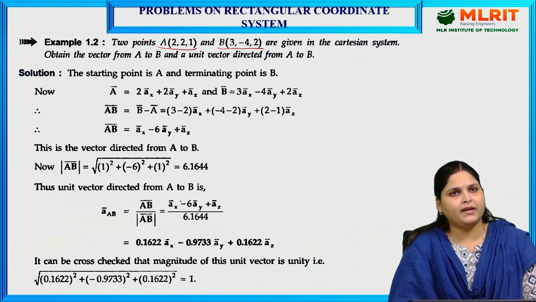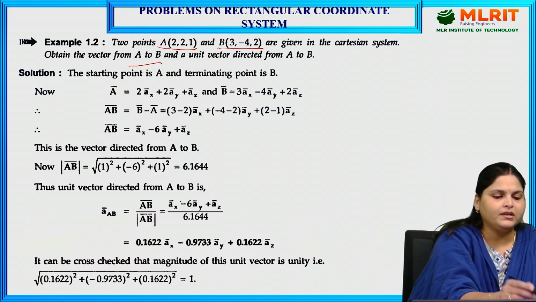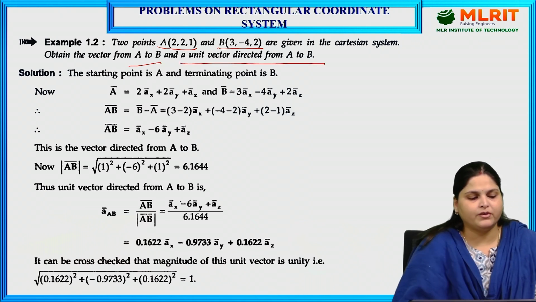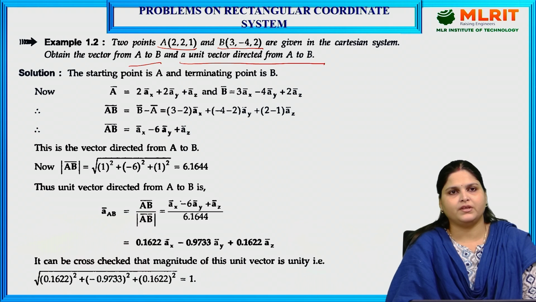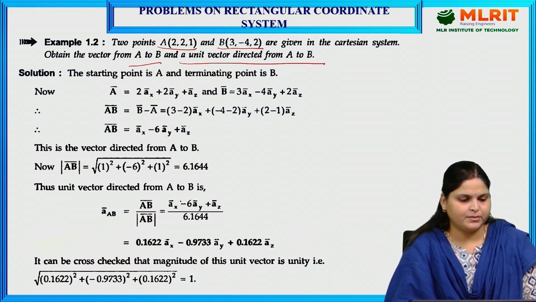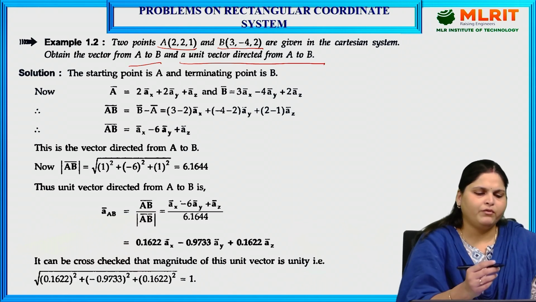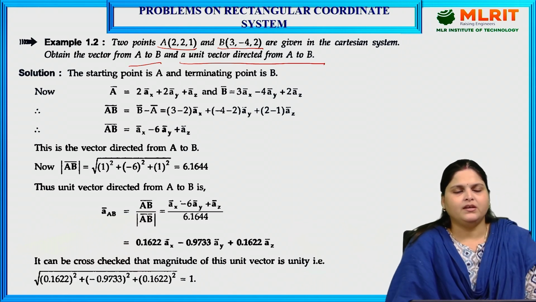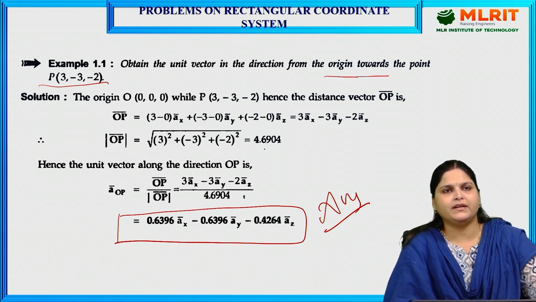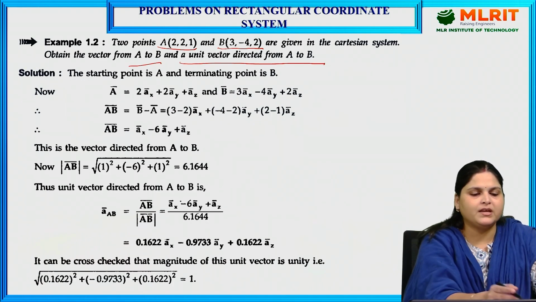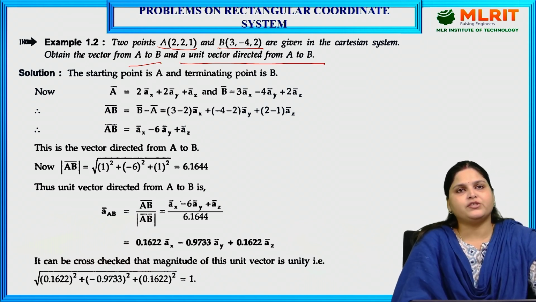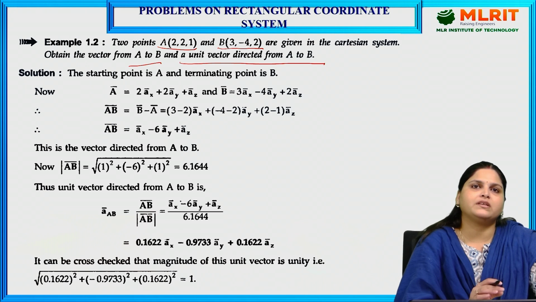We have to obtain a vector from A to B, and also we need to find a unit vector directed from A to B. It is almost a similar question, but it's good to practice as many problems as possible. So what do we do? Points are given. In the previous question, we had two points, one at the origin. Here both points are non-zero points. So the first step will be to write the equations of both the points by using their coordinates.